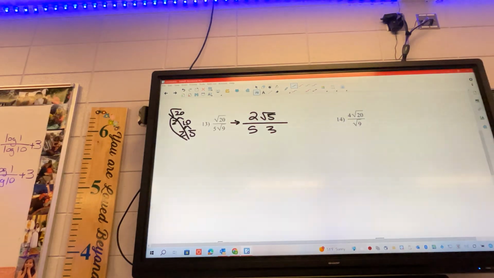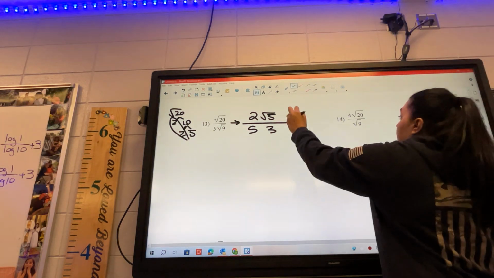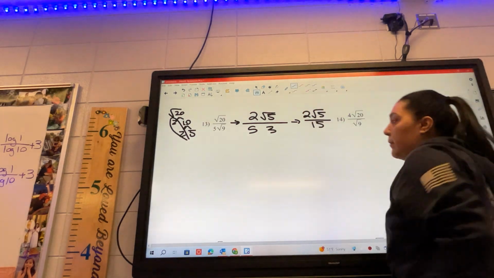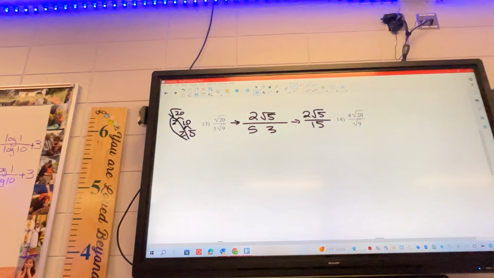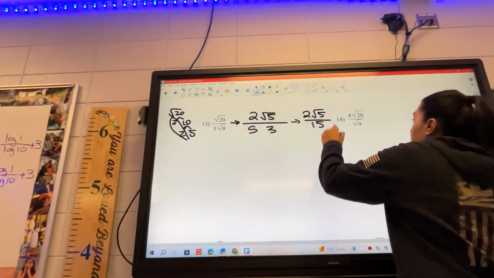What do I need to do with that 5 and 3? Multiply it. So it's really going to become what? 15. So it's going to be 2 square root 15. Then what do I need to do? We're going to simplify. So 2 over 15, does that simplify or not? No. So then this is going to be your answer.